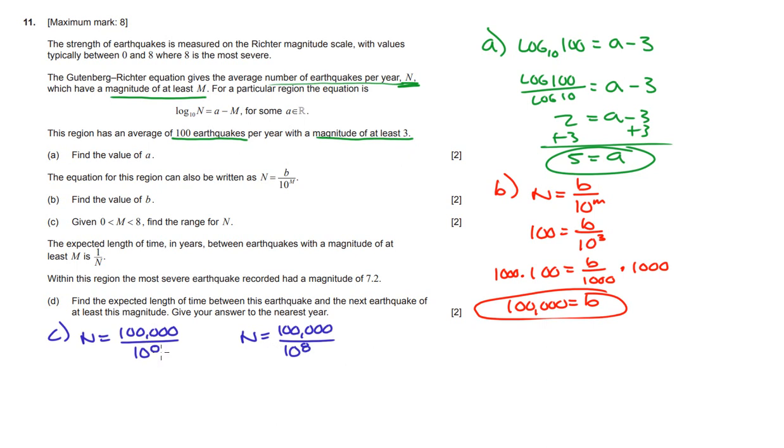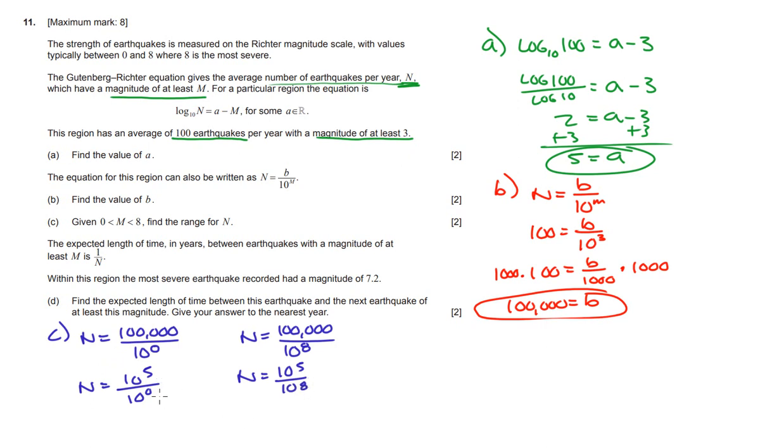So now these are both in powers. These are both in like the normal numbers. So let's change both of these to 10 to the, just count the zeros, 1, 2, 3, 4, 5. So this is going to be n equals 10 to the 5th over 10 to the 0. And this is going to be n equals 10 to the 5th over 10 to the 8th.